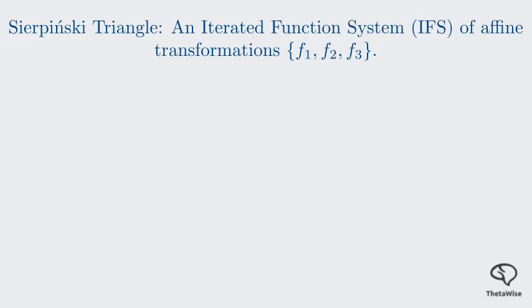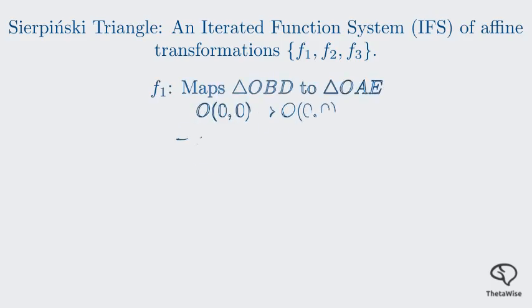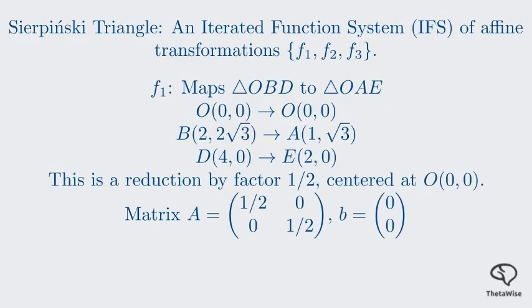In the first step, this triangle is scaled down by a factor of 1/2 and then translated to three specific locations. Let's find the transformation for the bottom left triangle, F1. The transformation F1 maps the triangle OBD to the triangle OAE. The coordinates show this is a reduction by a scale factor of 1/2 centered at the origin. So the matrix A is (1/2, 0; 0, 1/2). Since the origin O is mapped to O, the translation vector B is 0.